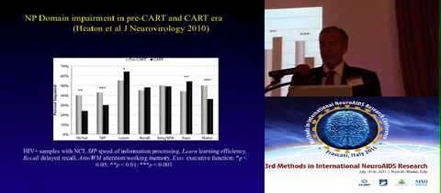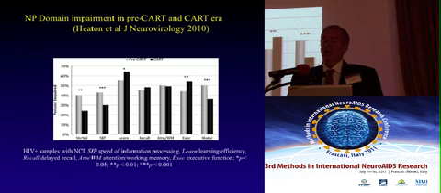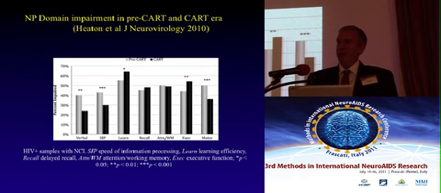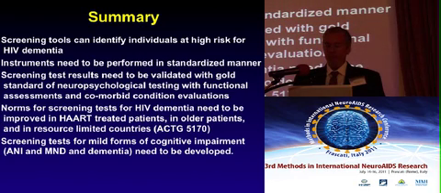And this was actually seen in a study by Bob Heaton, who will be talking next, where he compared the neuropsychological domain impairment among CART-experienced patients to those seen in the pre-CART era, and found that patients on CART seemed to have greater deficits in learning and executive functioning and less impairment in tests of speed of information processing, motor and verbal fluency performance. So in summary, screening tools can identify individuals that are at high risk for HIV dementia.